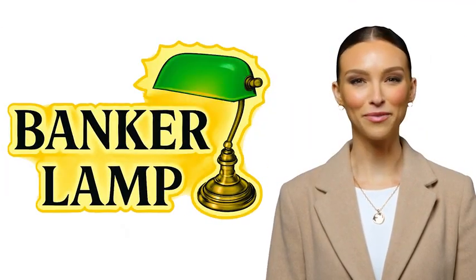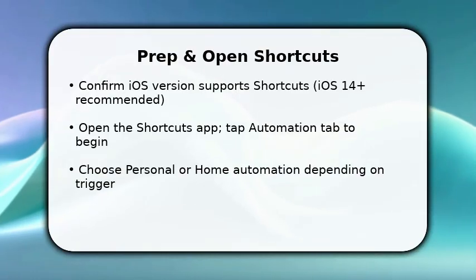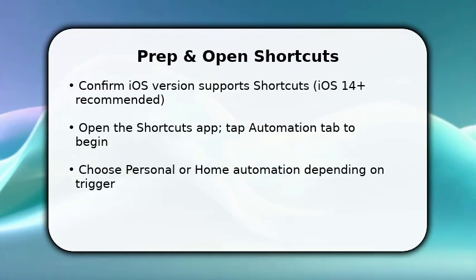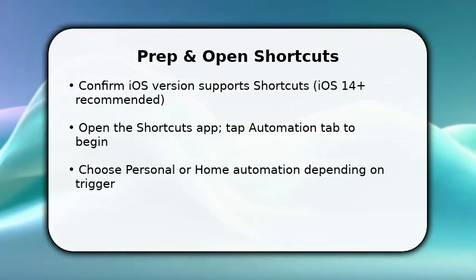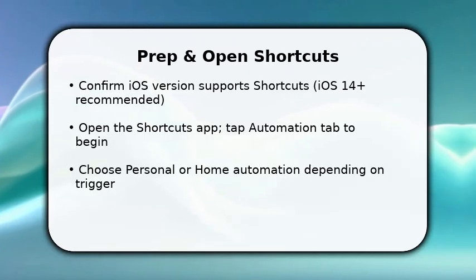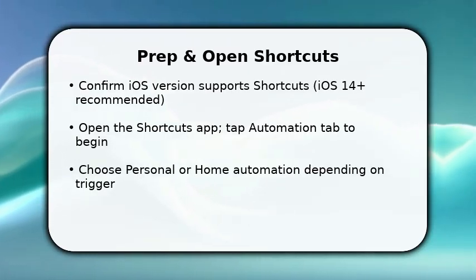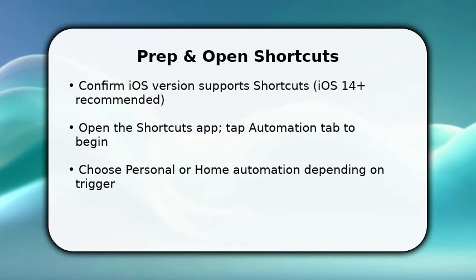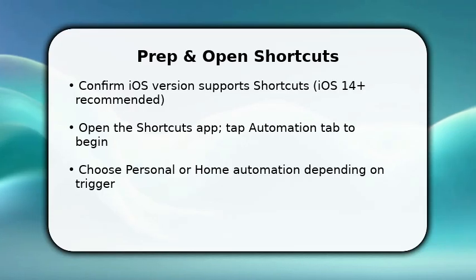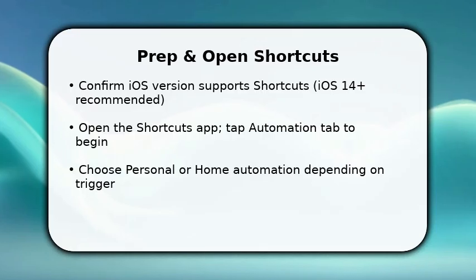Please enjoy the video. You start by ensuring Shortcuts is available and up to date. This matters because newer triggers and actions appear only on recent iOS. Open Shortcuts and tap Automation now to begin creating. Choose Personal for device-based automations or Home for smart home scenes. Pick the right type so actions run where you expect.